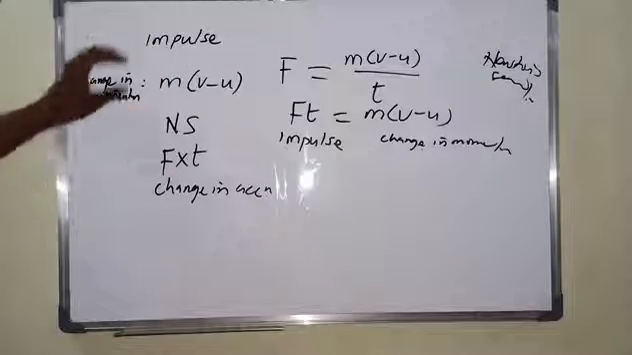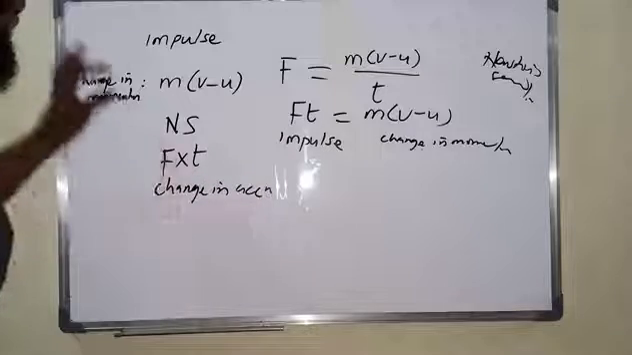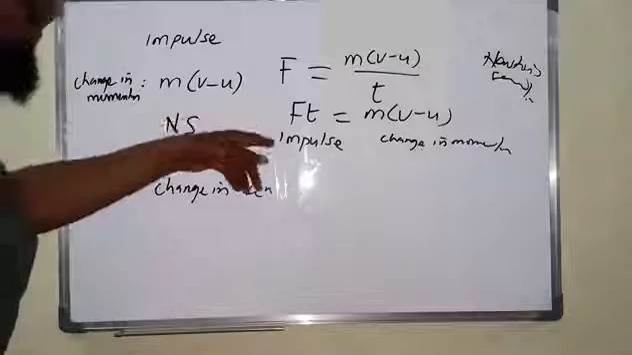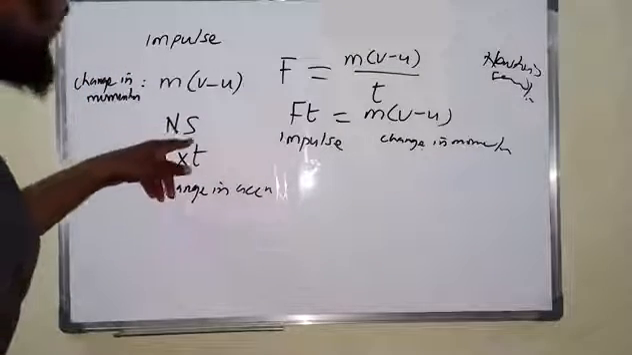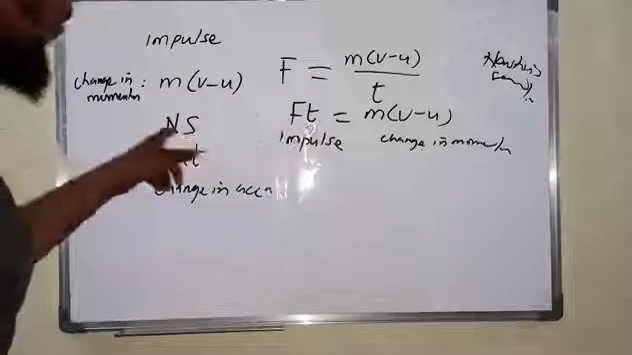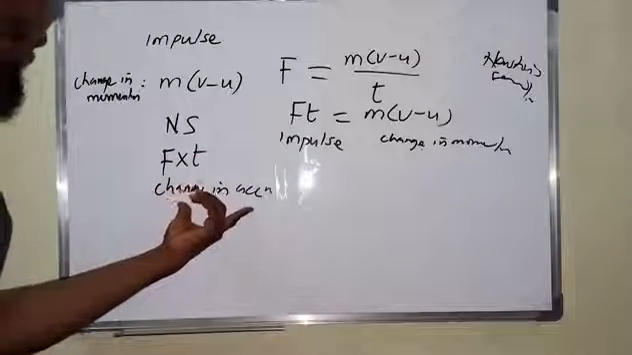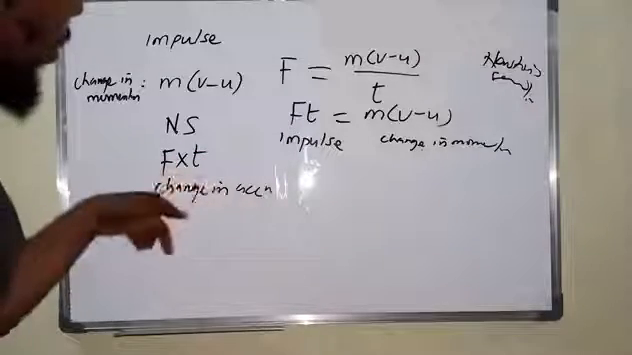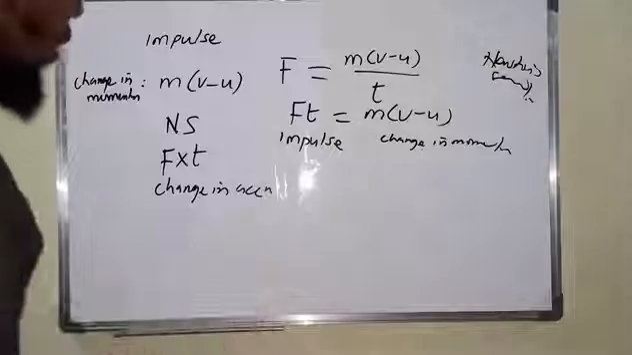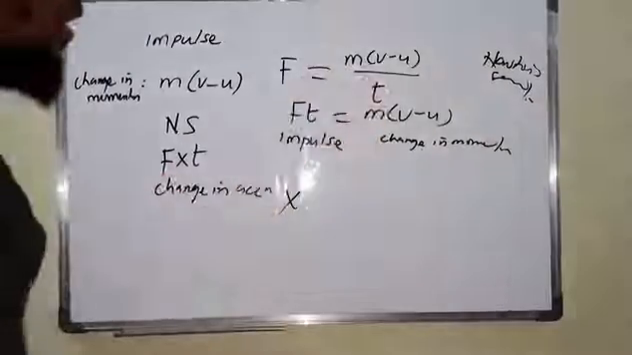So the option that says that an impulse is force times time is correct. Then the option that says that an impulse has a unit of Newton second is correct, because the unit of force is Newton, that of time is second. So Newton times second, Newton second. Then the one that says an impulse is a change in acceleration is wrong.